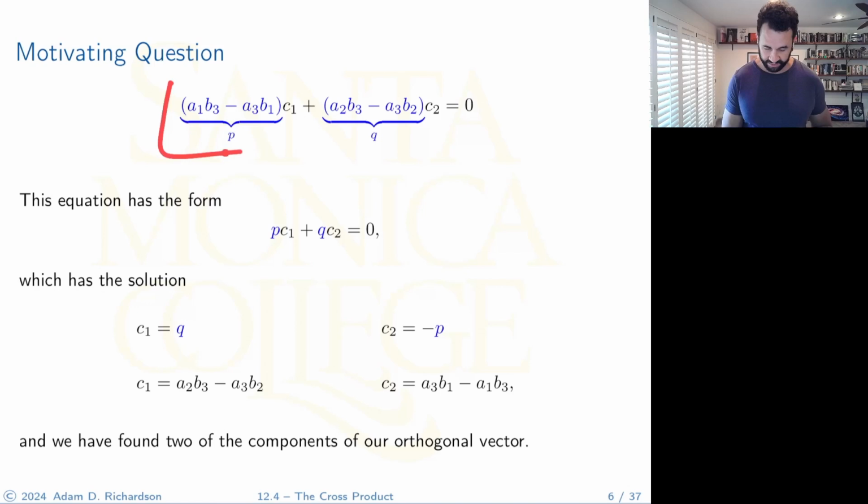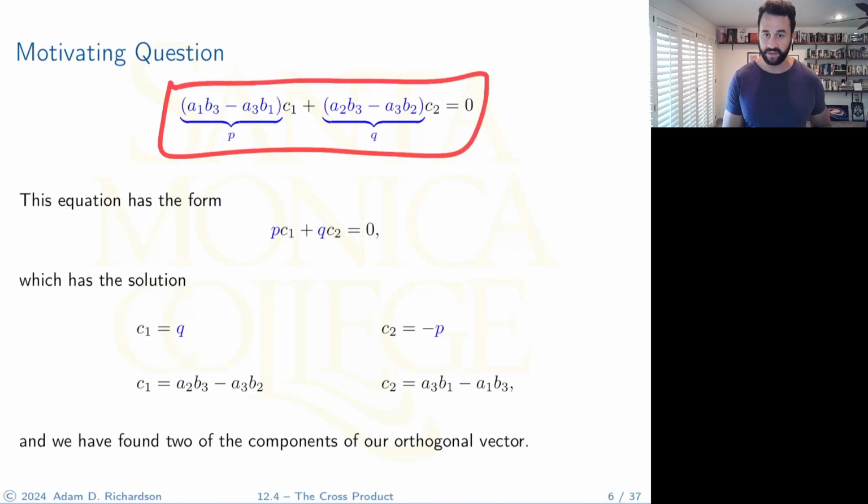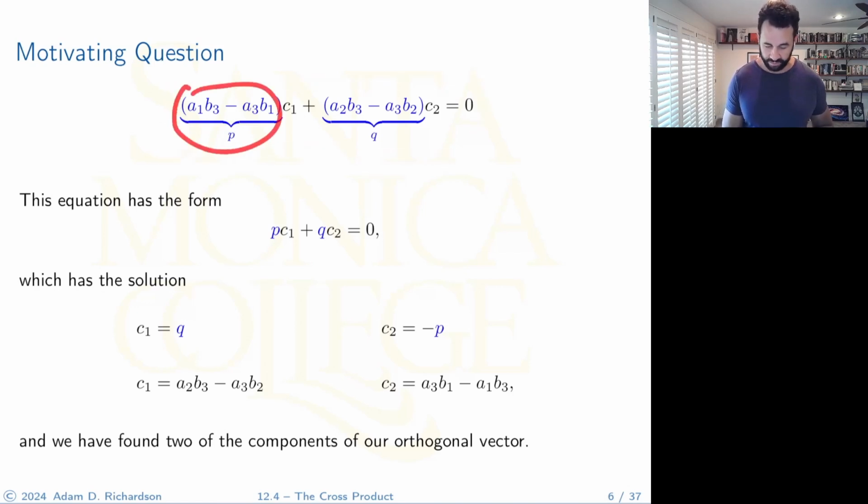So if you look at the equation, this is just a repeat from the previous slide. But we can call this part P and this part Q. And so really the structure of the equation that we're looking at is this: P times C1 plus Q times C2 equals 0. And one of the solutions you can see just by looking at it is that C1 could be Q, and then C2 could be negative P, right?